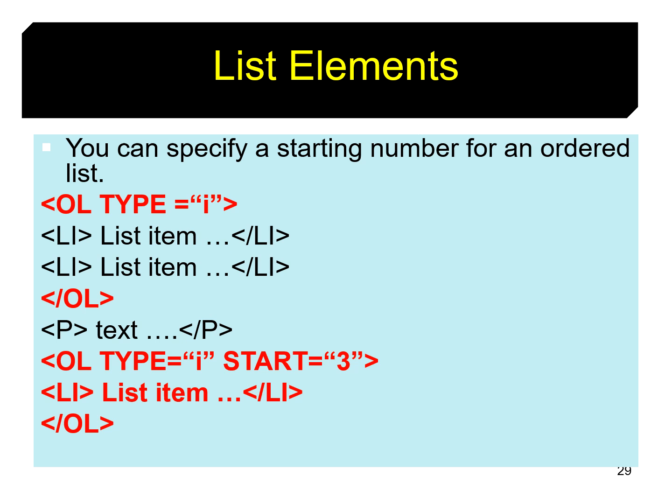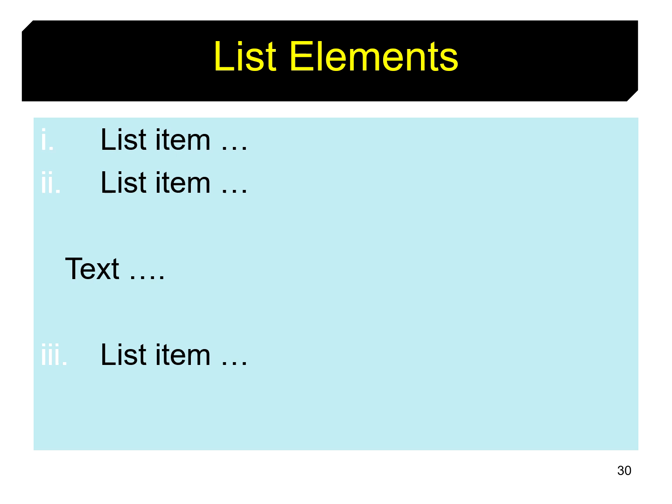So here we have given an example. Ordered list with type equal to small i. That means it will be listed in order with lower Roman numerals. The steps will start with lower Roman numerals i, ii, iii. Here is the example.